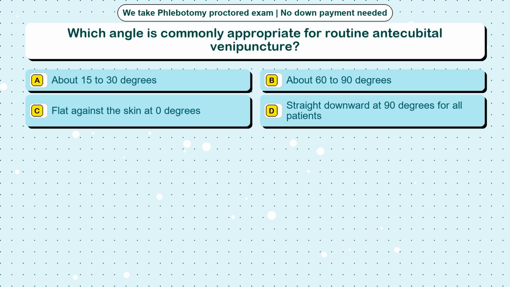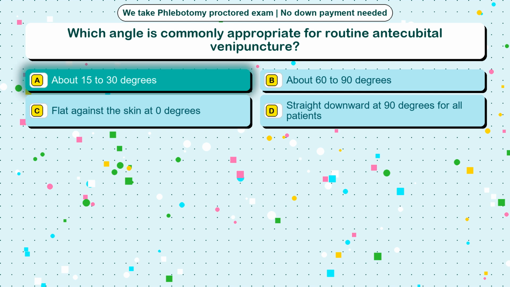Question 5. Which angle is commonly appropriate for routine antecubital venipuncture? Option A. About 15 to 30 degrees. Option B. About 60 to 90 degrees. Option C. Flat against the skin at 0 degrees. Option D. Straight downward at 90 degrees for all patients.